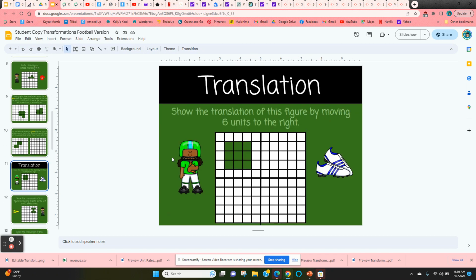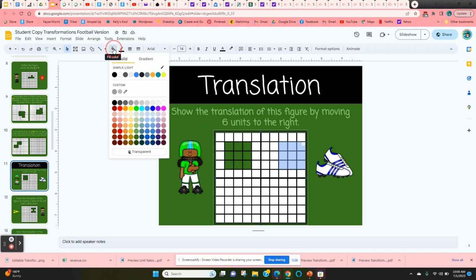Then we move on to translation. So translation is just moving up, down, left, or right without changing the orientation. So this one, they just want to translate 6 units to the right. So they count 1, 2, 3, 4, 5, 6. And again, choose any color they like.